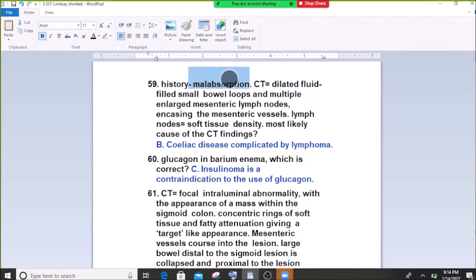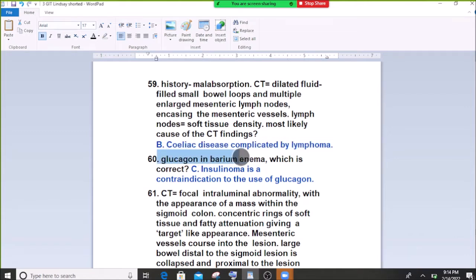59. History of malabsorption. Series of dilated fluid-filled small bowel loops and multiple enlarged mesenteric lymph nodes encasing the mesenteric vessels. Lymph nodes show soft tissue density. Most likely cause of this finding: celiac disease complicated by lymphoma. Again, history of malabsorption, so celiac disease, then fluid-filled small bowel loops and multiple enlarged mesenteric lymph nodes encasing the mesenteric vessels with soft tissue density, so celiac disease complicated by lymphoma.